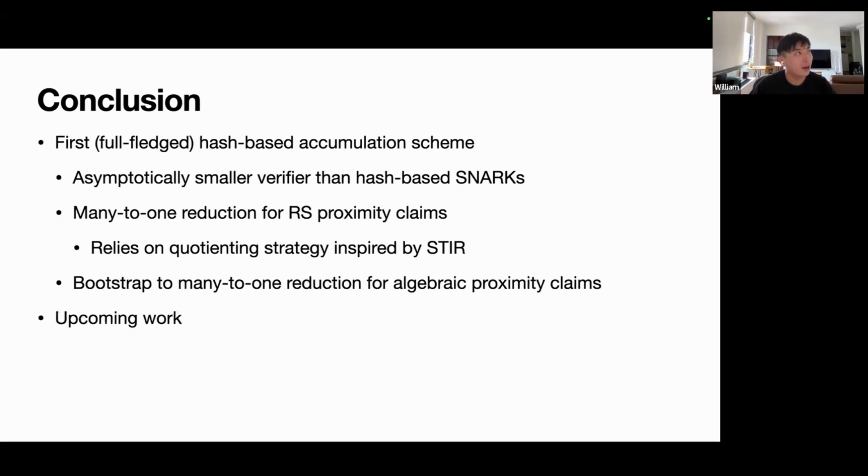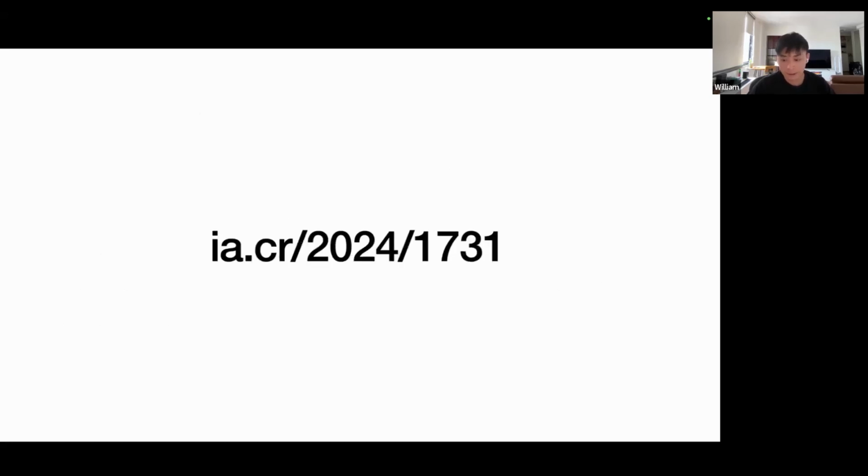Okay, and finally, I just want to mention some upcoming work of ours, which should hopefully be on ePrint soon. In that work, we tackle this question: first of all, ARC is very specific to Reed-Solomon codes because this quotienting strategy is unique to Reed-Solomon codes. So a natural question would be, can we do some sort of accumulation where you can instantiate the linear code with any code of your choice, for example, a linear time encodable code? And if so, can you also make this resulting accumulation scheme linear time? We address both of these questions in this new work, which hopefully should be online soon. And that's all I have. Thanks.